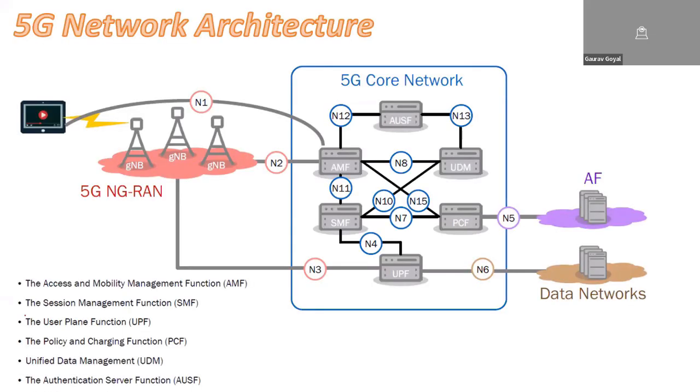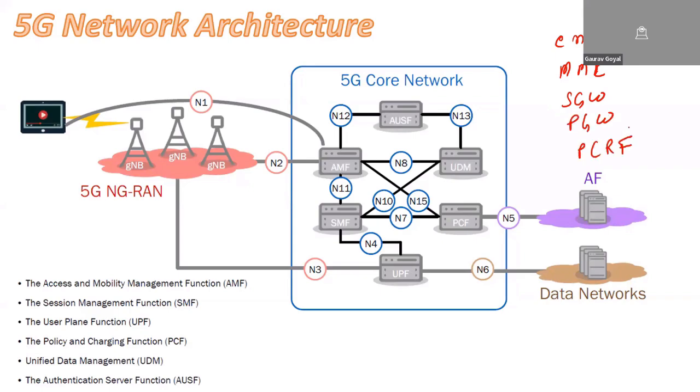So as we know, in the past you had many nodes in LTE, like the eNode B, then we have the MME, then the SGW, then the PGW, and then the PCRF.